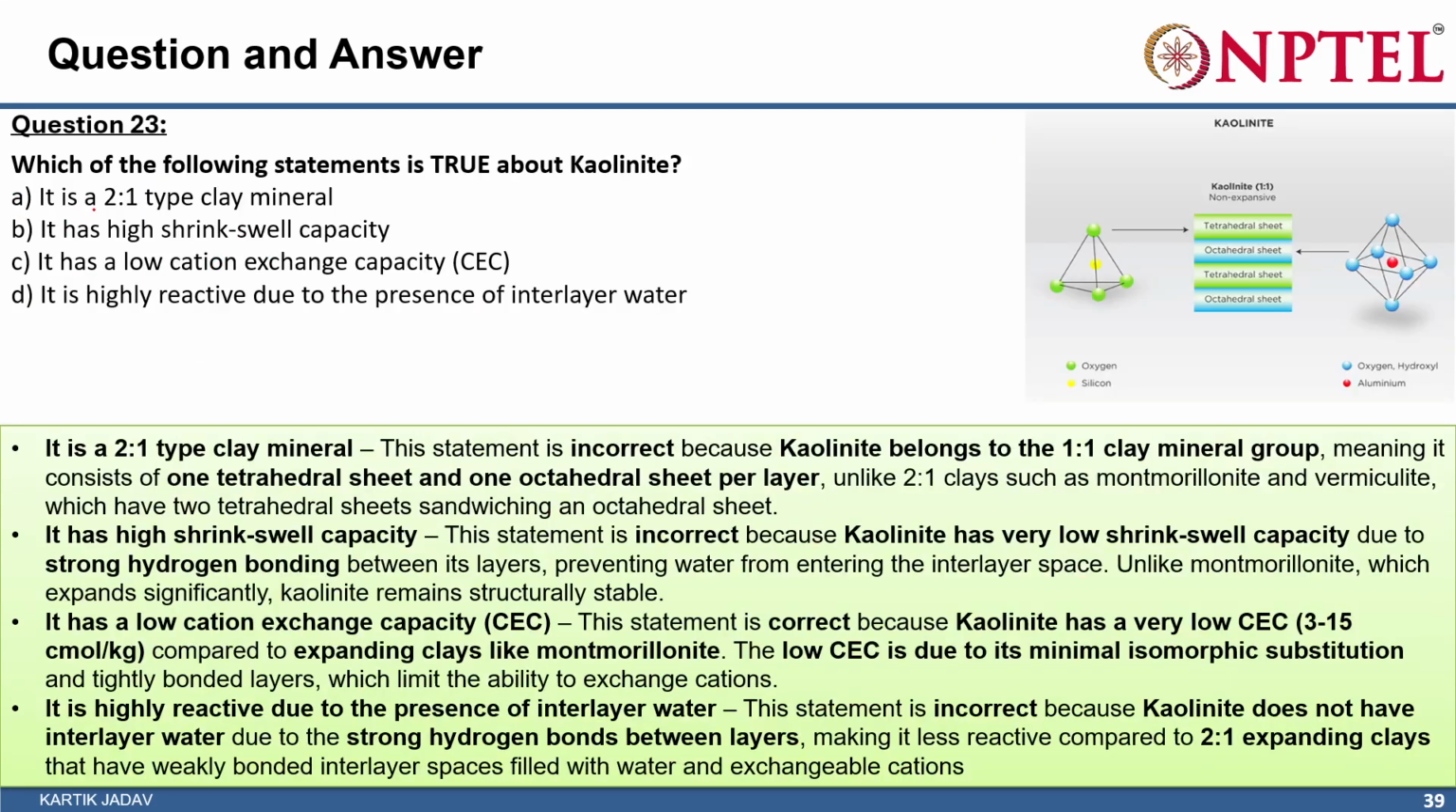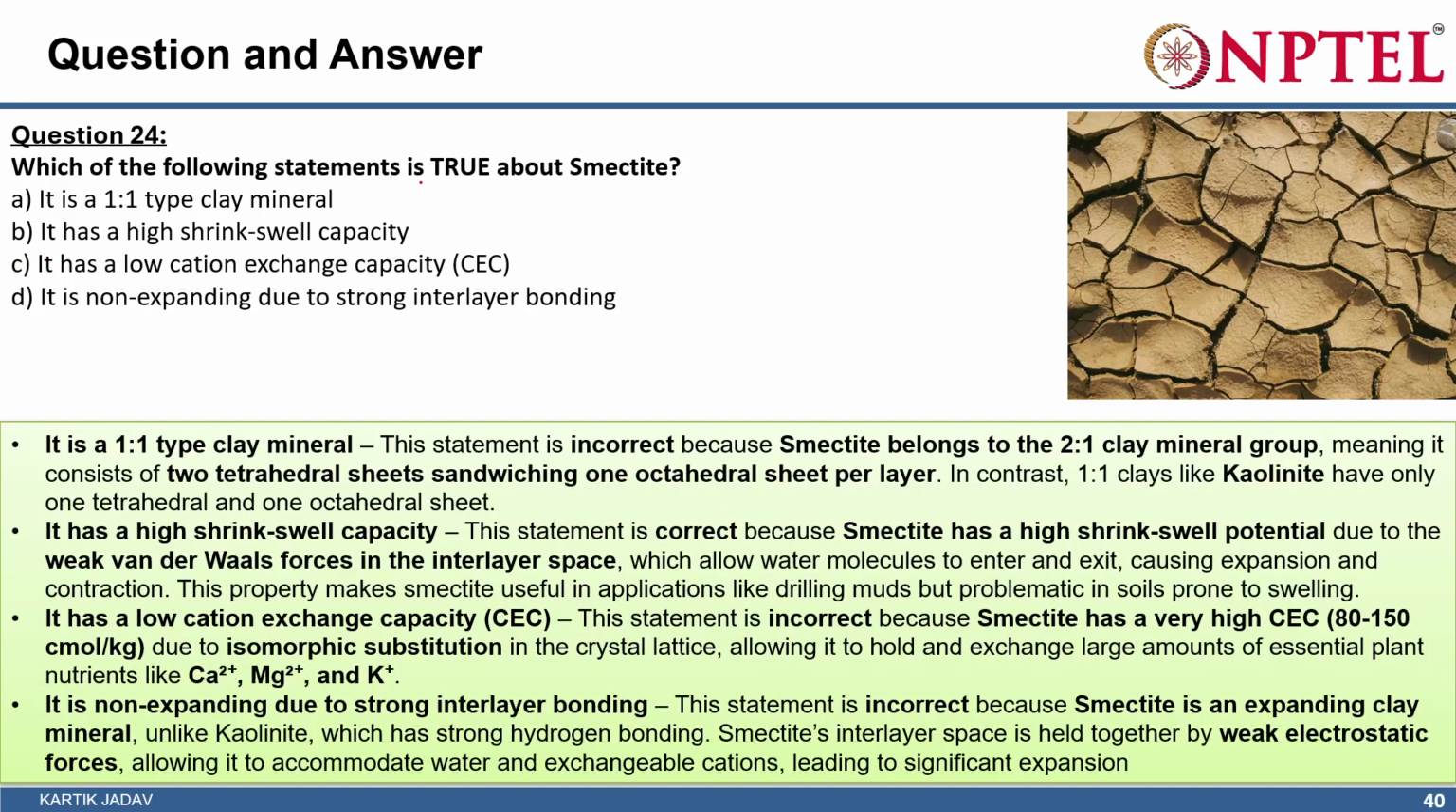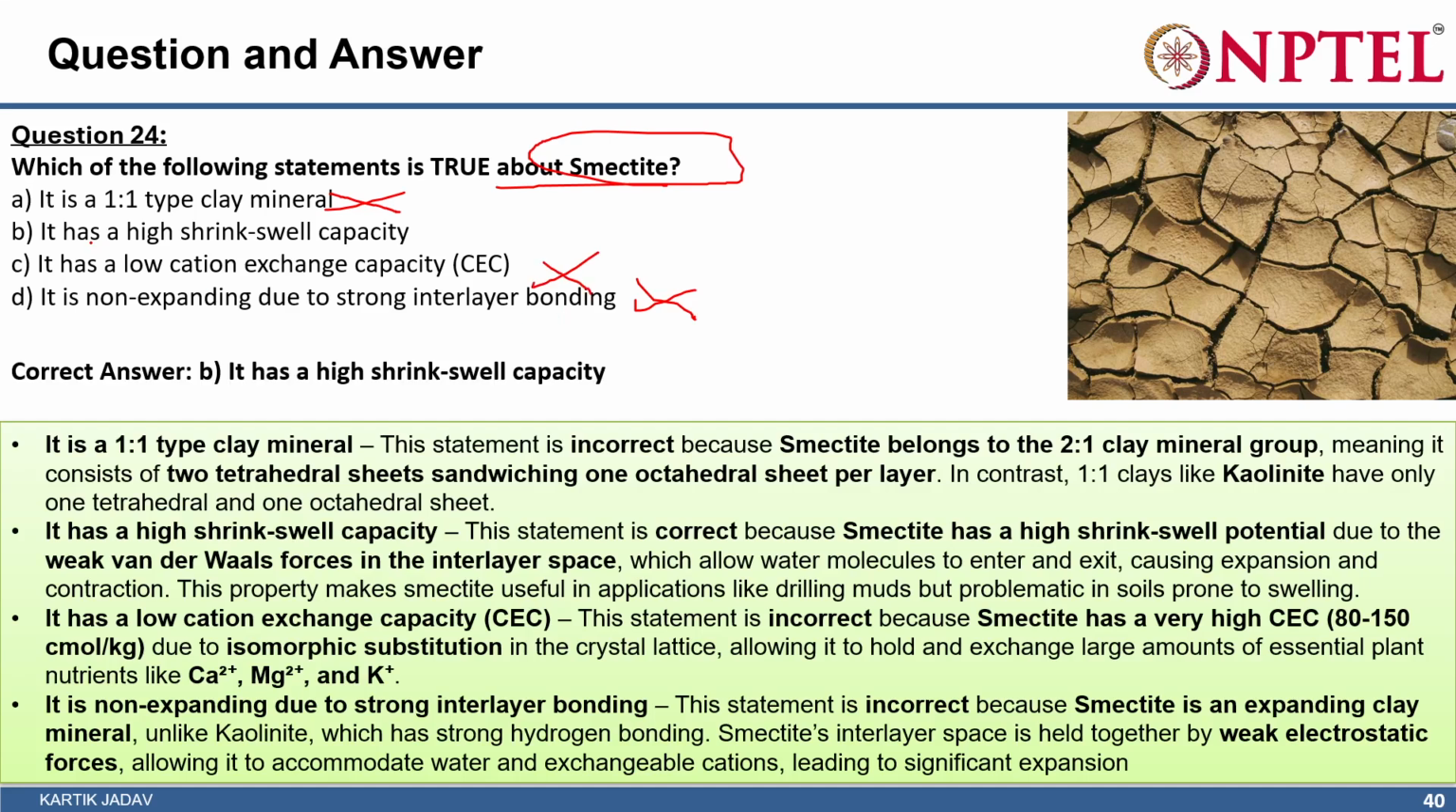Question number 23. Which of the following statements is true about kaolinite? You know that it is a 1:1 type of structure and has a lower cation exchange capacity. I am not doing it in detail because we have already discussed this in detail throughout this lecture. Which of the following statements is true about smectite? Is smectite a 1:1 type of clay mineral? No. It has a high shrink-swell capacity. Yeah, that may be right. Let's see the other option. Low cation exchange? No. It is non-expanding due to strong interlayer bonding. So the correct option is option B.